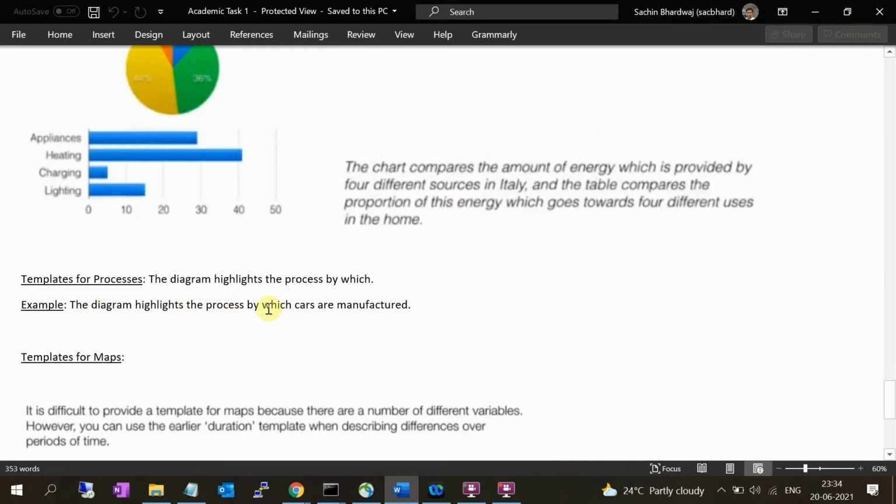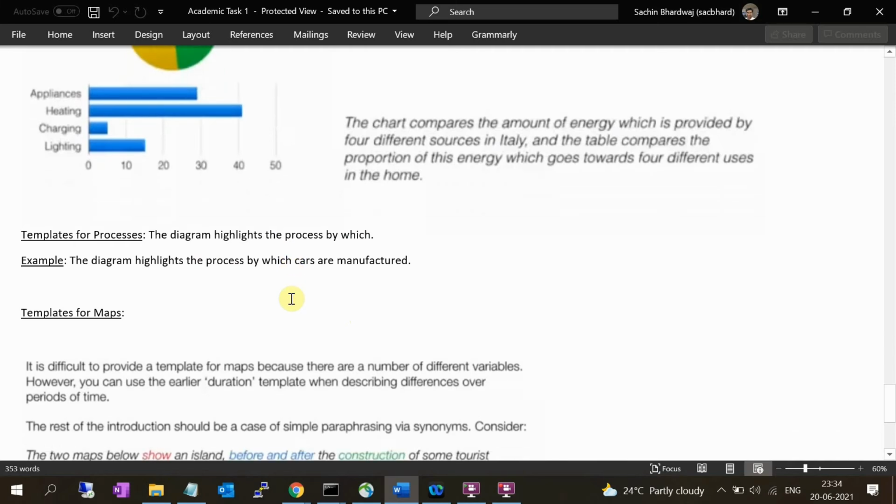The diagram highlights the process by which cars are being manufactured. Another example we can give: the diagram highlights the process by which photosynthesis takes place. Or any other example. So just start with "the diagram highlights the process by which" and then use whatever is there.